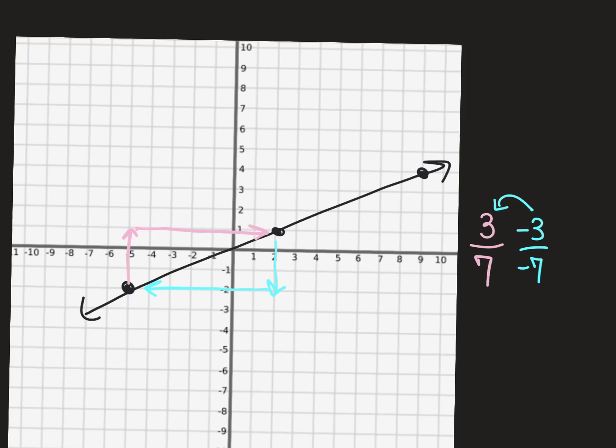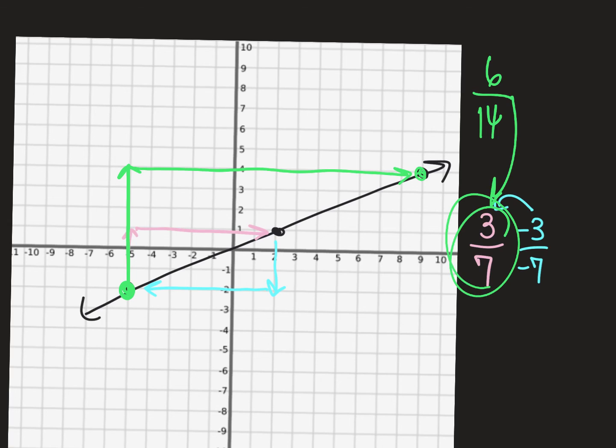Let's say I had decided to go from this green dot up to this other green dot. I'm going to go up how many? 6. Travel to the right, how many? 14. 6/14, guess what? Simplifies, and I'm still left with 3/7. So if you pick 2 dots that are far away, you end up having to simplify. Positive 3/7. This has a positive 3/7 slope.